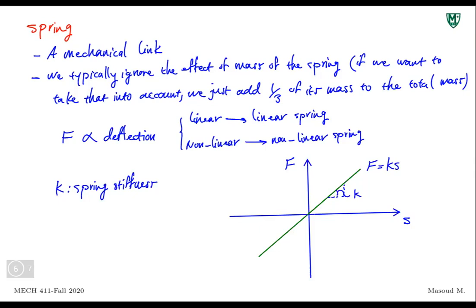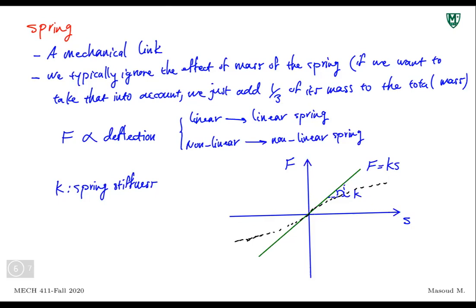Now, what if the relationship is not linear? What if we have a relationship like this? What does this tell us? It tells us that after a certain point, when the spring is stretched... The left side, the negative side, is talking about the compression spring. In this case, I only have a spring that goes under tension, so I'll just talk about what happens on the right side. It's the same thing on the left side of the S axis.